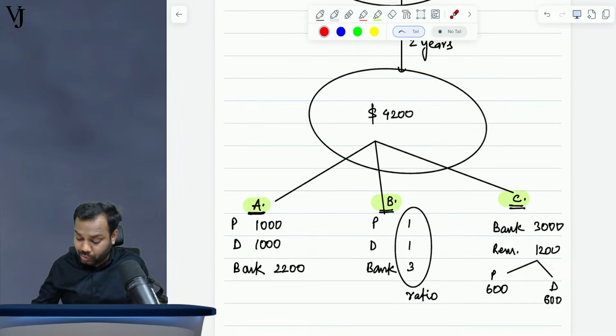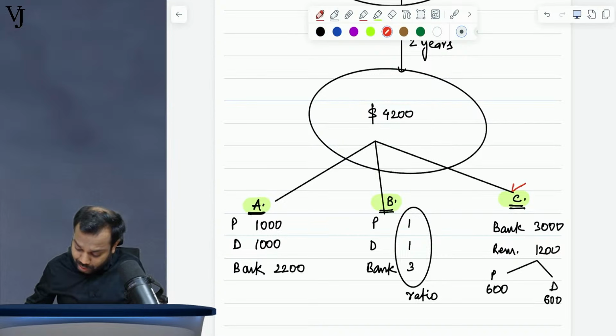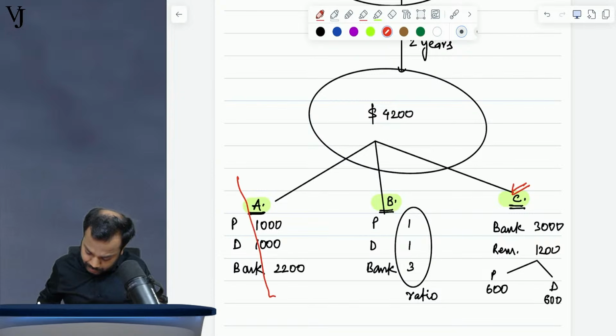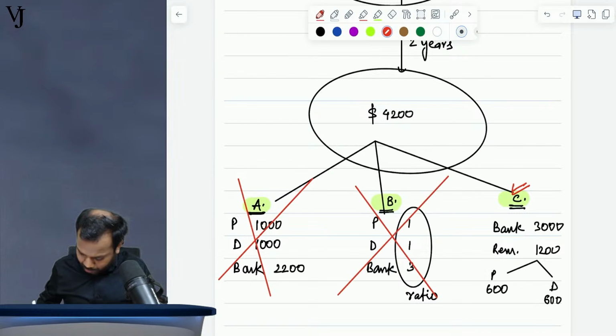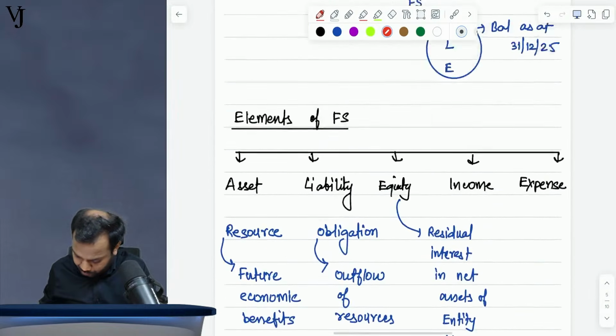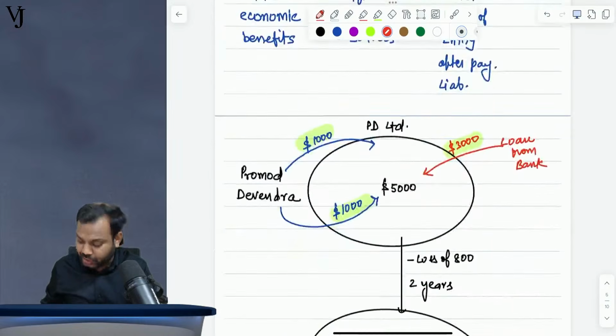Are you understanding the meaning of the term equity? Is it clear? Come on, guys, please tell me. Wonderful. Now comes income and expenses.